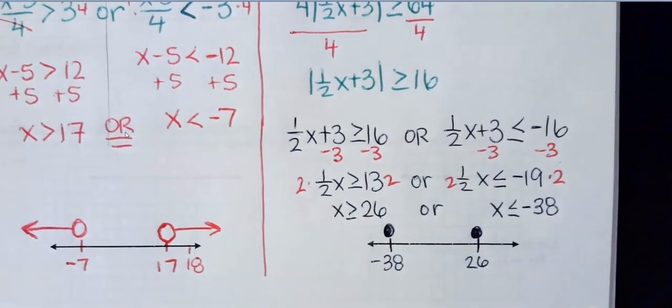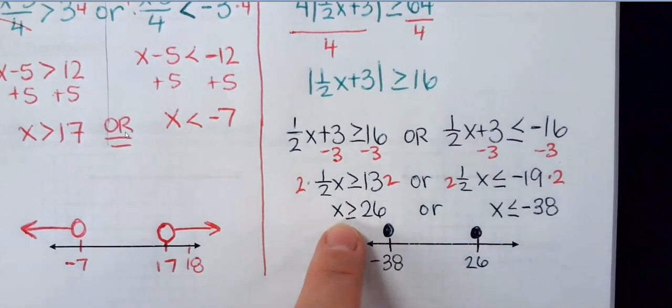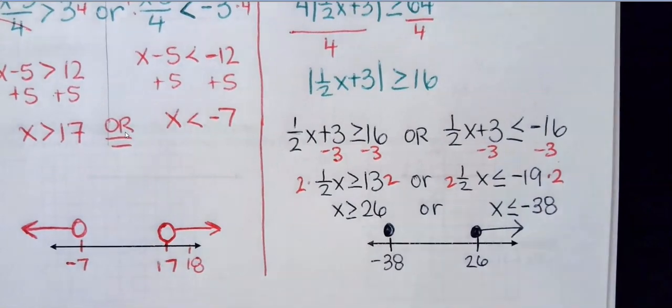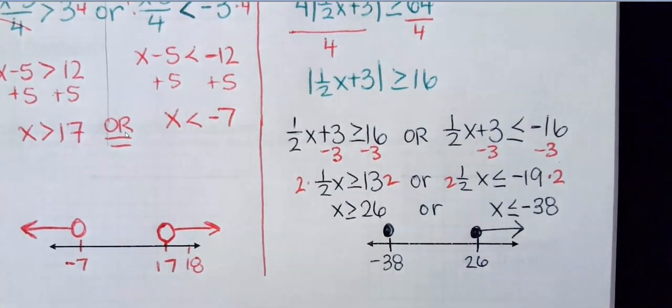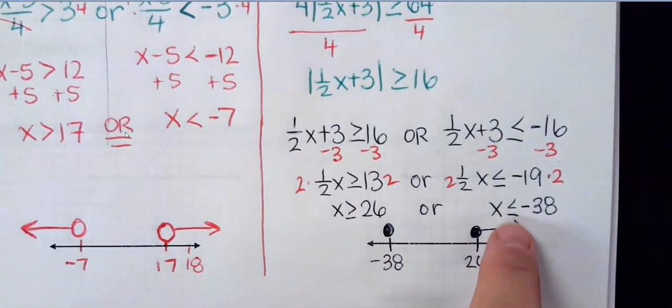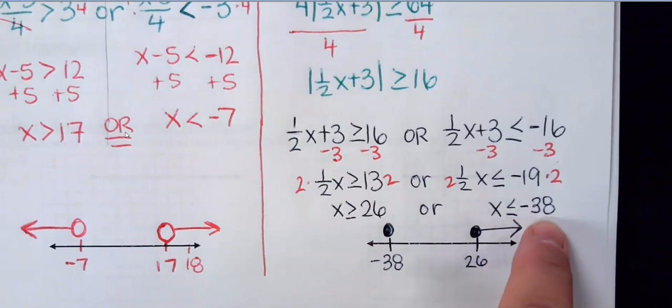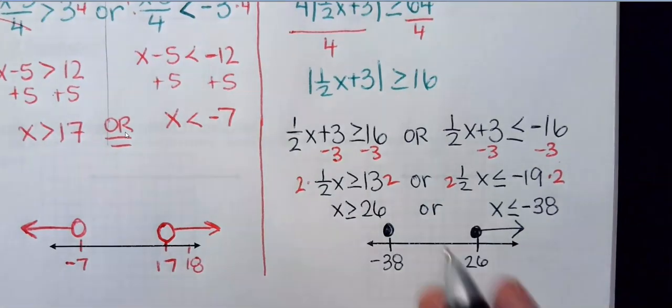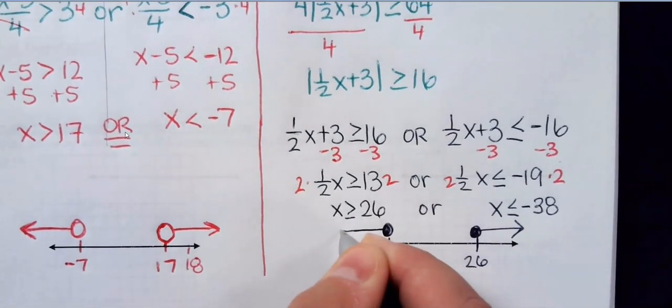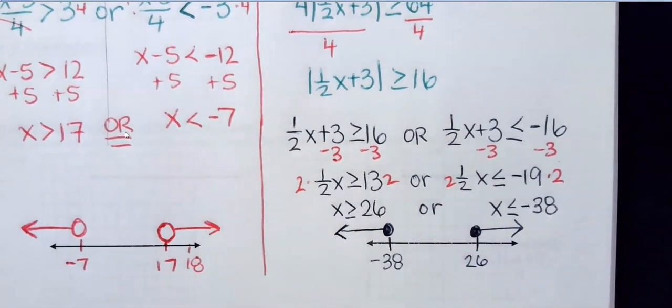Now, if you look at these inequalities, the x is greater than 26, that arrow points to the right, so that should go to the right. Any number bigger than 26 is going to work. This one, x is less than or equal to negative 38. As I do that, that arrow points to the left, so any number smaller than that. Whenever you do a greater than absolute value inequality, they should point away from each other.